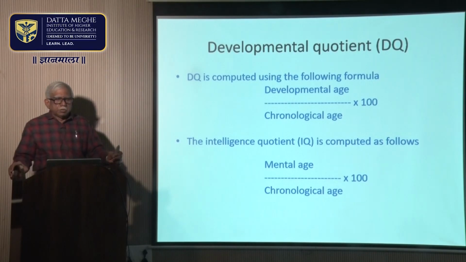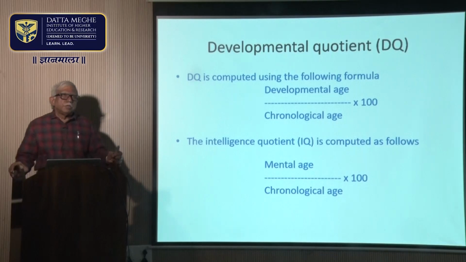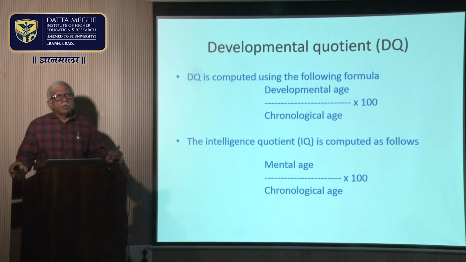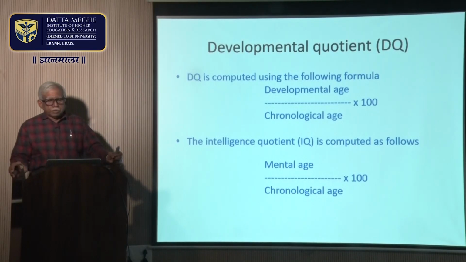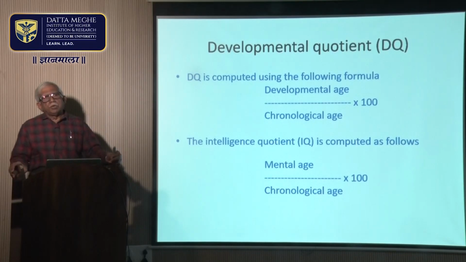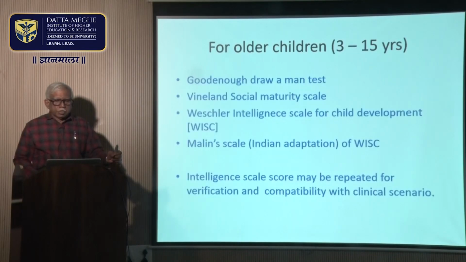The developmental quotient is used for a child below 3 years of age, because intelligence cannot be tested in a child below 3 years. It is particularly named a developmental quotient. When the child's intelligence is measured beyond 3 years of age, it is called the intelligence quotient: the mental age divided by the chronologic age, multiplied by 100, gives the score, and depending upon the score they are graded.